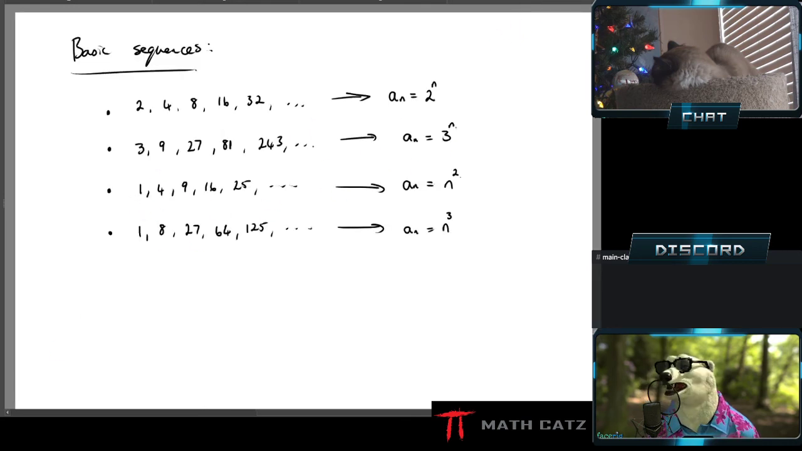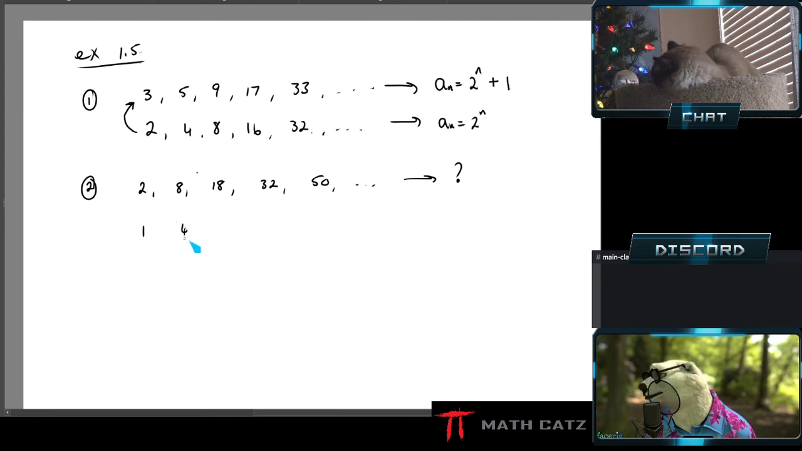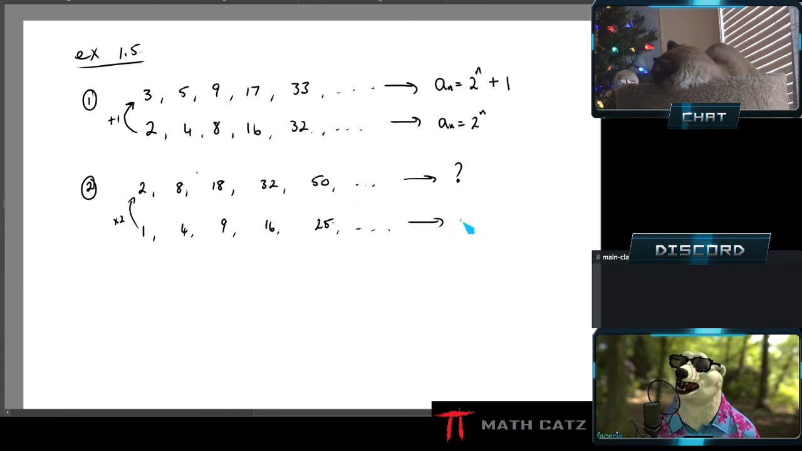This one, 1, 4, 9, square numbers, 1, 4, 9, 16, 25. Is there something consistent that's a link between these two? Yeah, I'm just multiplying by 2 every time. So here I'll say here, add 1. Here it's a multiplication by 2. Every time it works. Okay, that's the winner. Now this one has formula n squared.